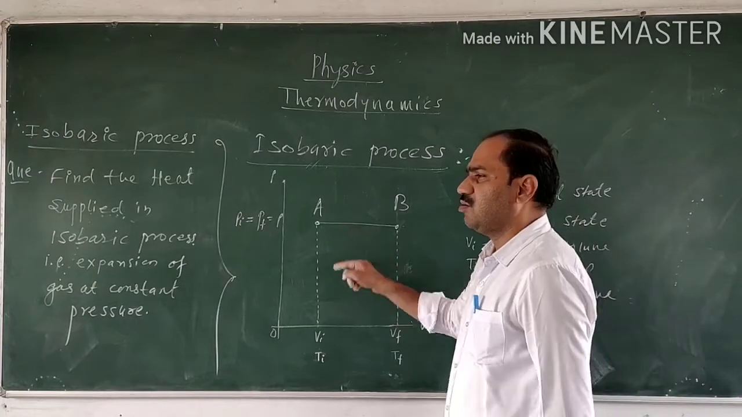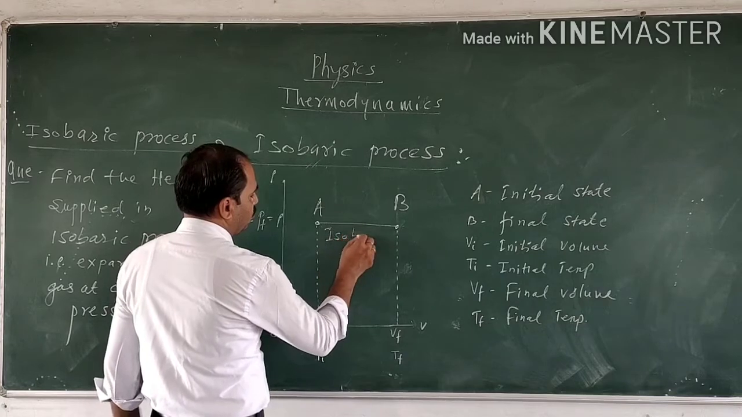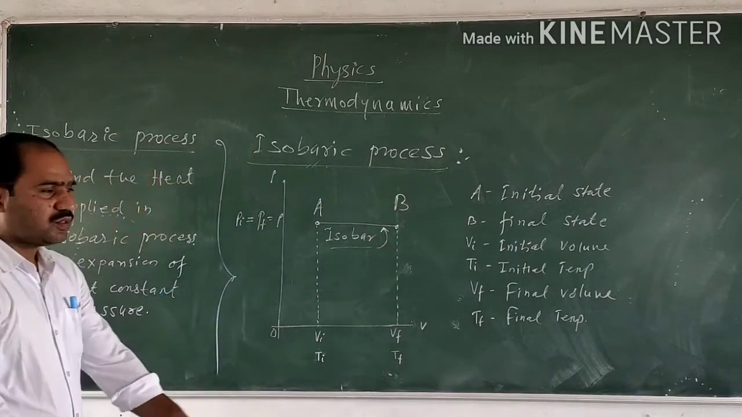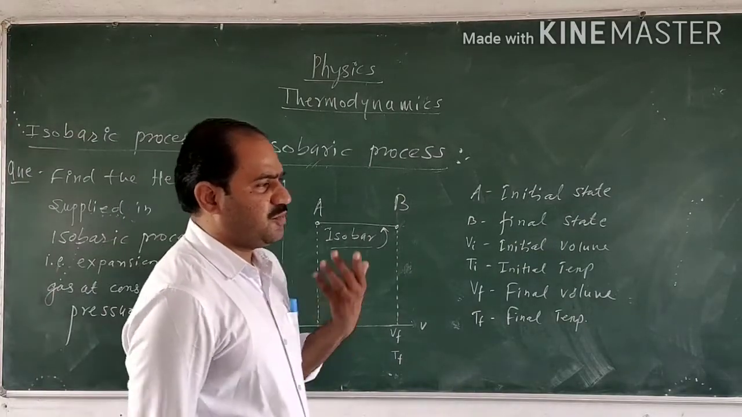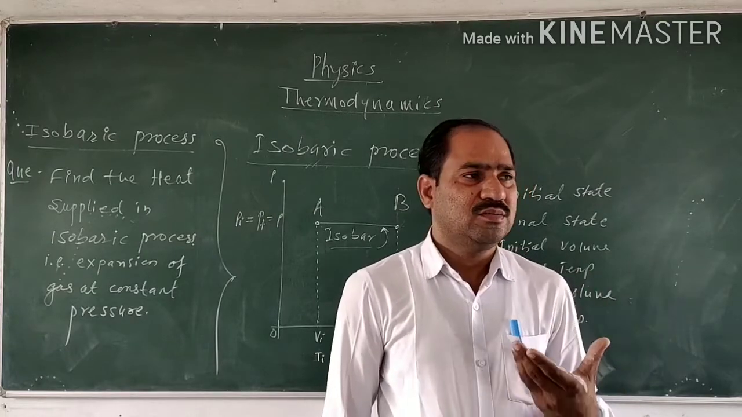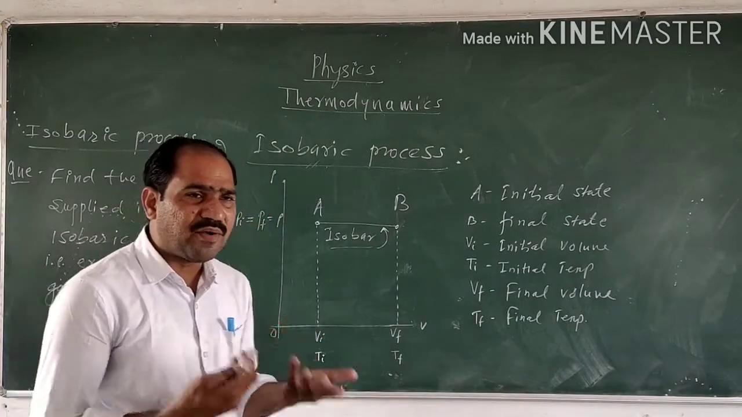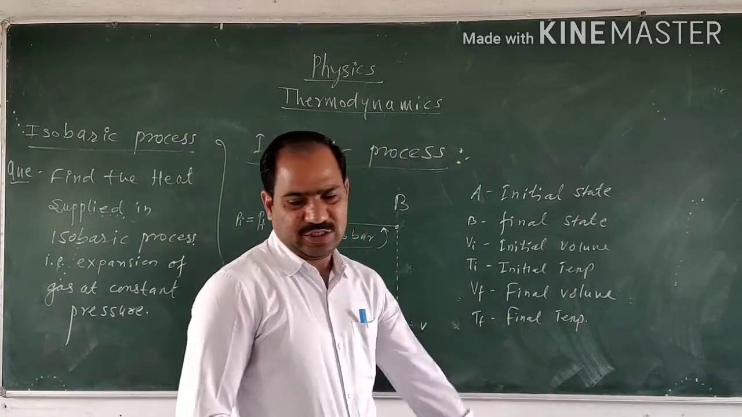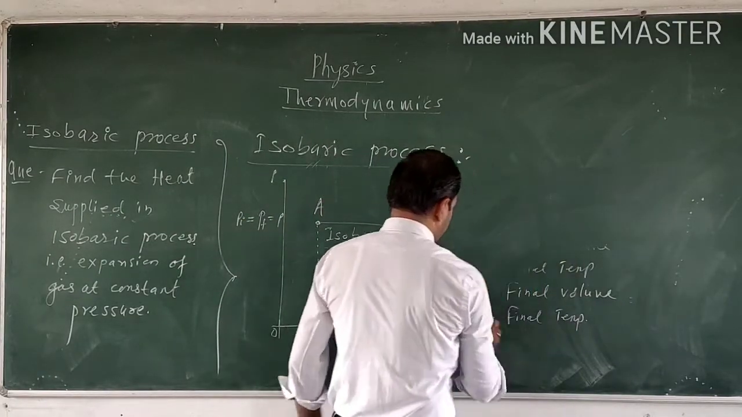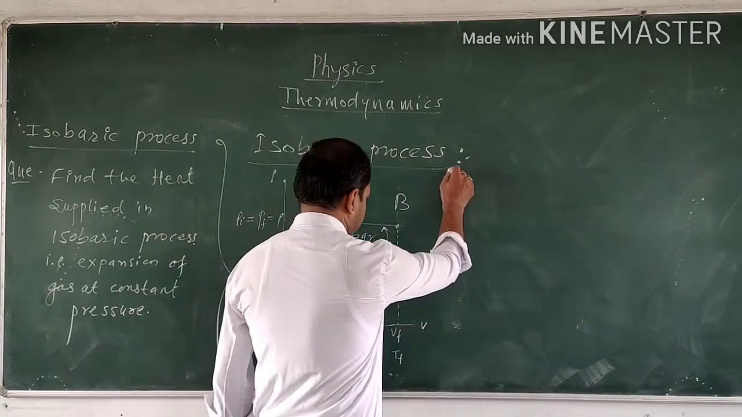So this graph or this curve is called the isobar. Now in order to find the formula for the work, since the gas is expanded from its initial state to final state, there must be work done by the gas. Therefore, the work done in the isobaric process is given by.